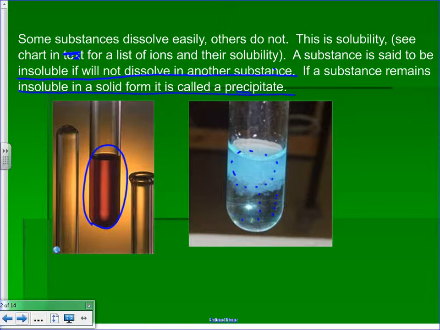Is there a way to get that stuff to dissolve? Are there things you can do to increase solubility? You can heat the water. Solubility is affected by temperature. The warmer something is, generally, the more stuff it can dissolve.